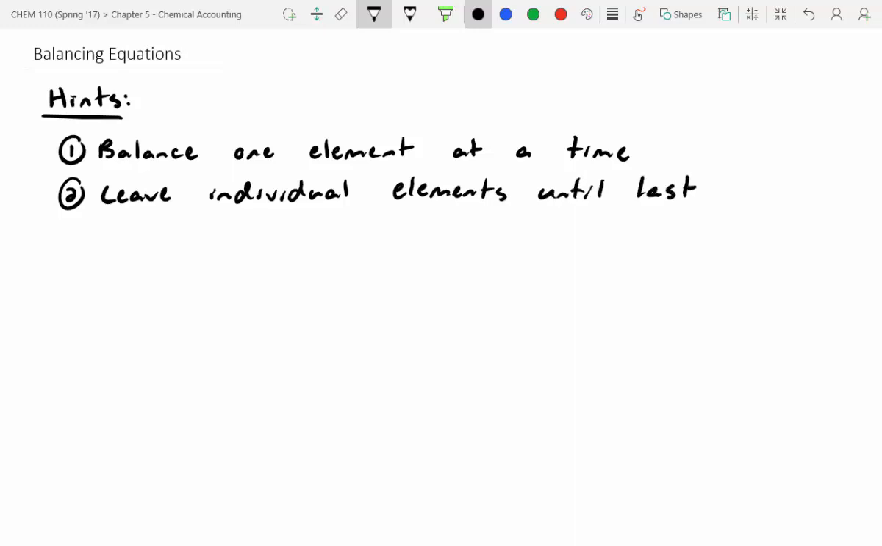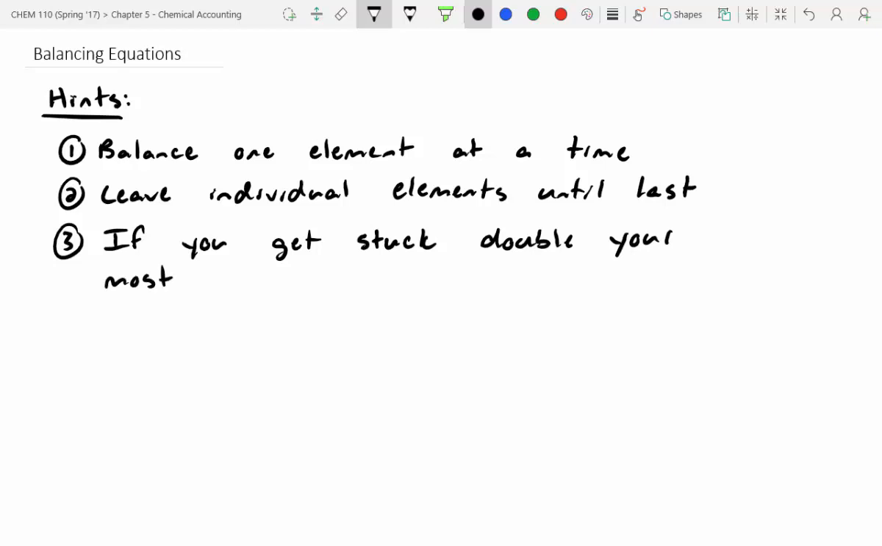If an element's by itself, it's a heck of a lot easier to balance than if it's involved in a complicated molecule. And the third one is if you get stuck, double your most complicated molecule, and then start over.